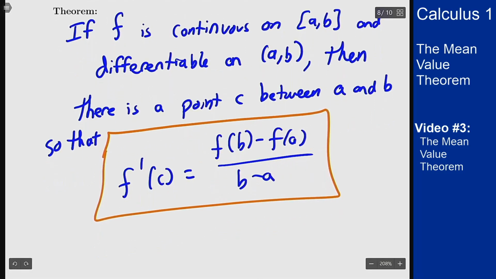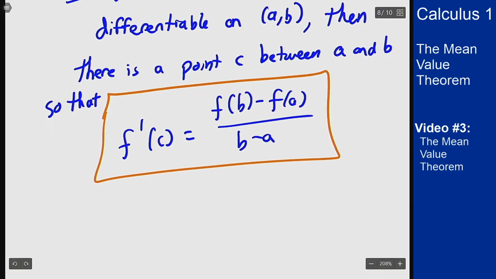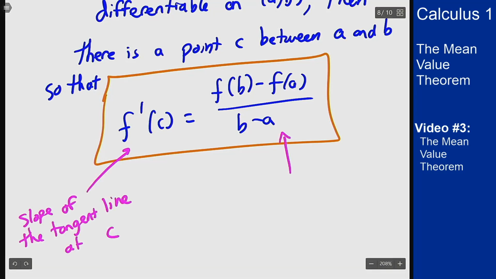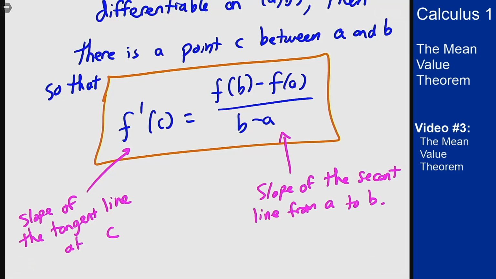Now, one way you can interpret the mean value theorem is in terms of instantaneous change and average change, or slopes of tangent lines and secant lines. So here, f prime of c is the slope of the tangent line at some point along the graph of this function, and the ratio on the right, f of b minus f of a over b minus a, is the slope of the secant line between the points at a and b. So this theorem really says that there is some point inside where the slope of the tangent is the same as the slope of the secant.